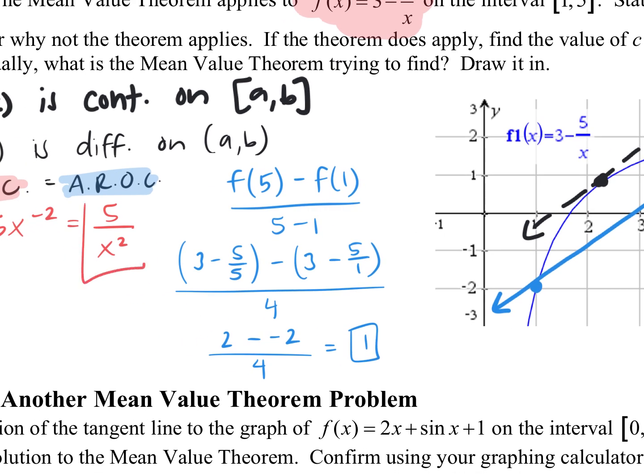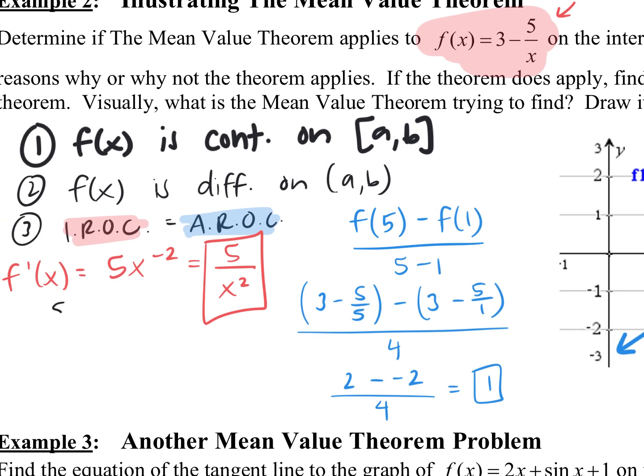My instantaneous rate of change is 5 over x squared. I'm trying to find out when they are equal to each other. So let's set them equal to each other. So I've got 5 over x squared is equal to 1. If I cross multiply and solve, I get 5 equals x squared. And then you take the square root of that, you get x equals plus or minus the square root of 5.